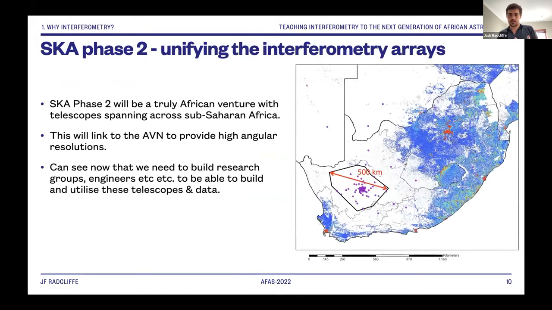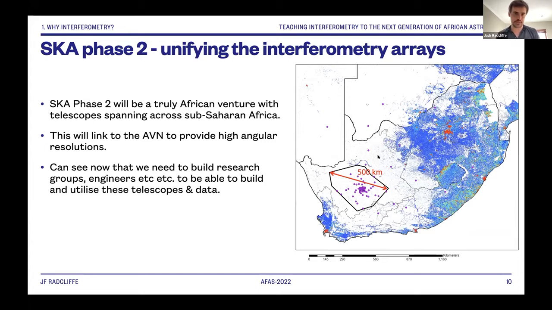The key thing about this as well is that we need to have both interferometry experts that can use MeerKAT, but also VLBI interferometry experts, because SKA phase two will basically unify these two arrays. So sometime at the end of this decade or the next decade, depending on when it's going to be done, the SKA will expand with huge long baselines over thousands of kilometers, crossing South Africa and the sub-Saharan African countries. And this will link the AVN to the SKA to provide this extra high angular resolution.